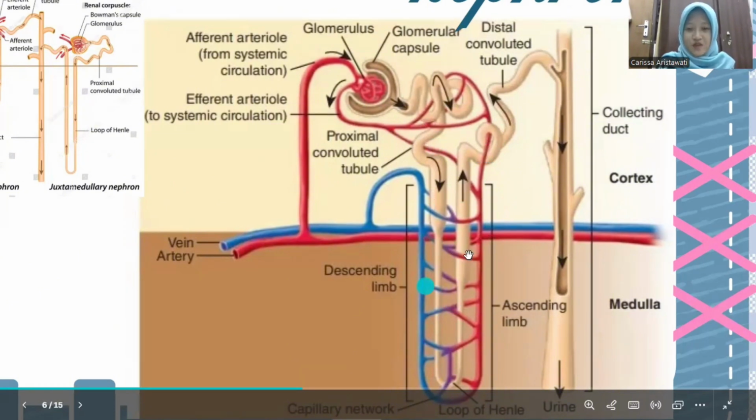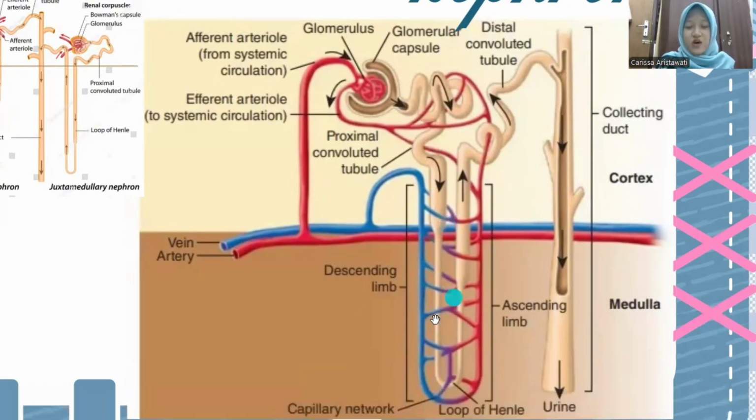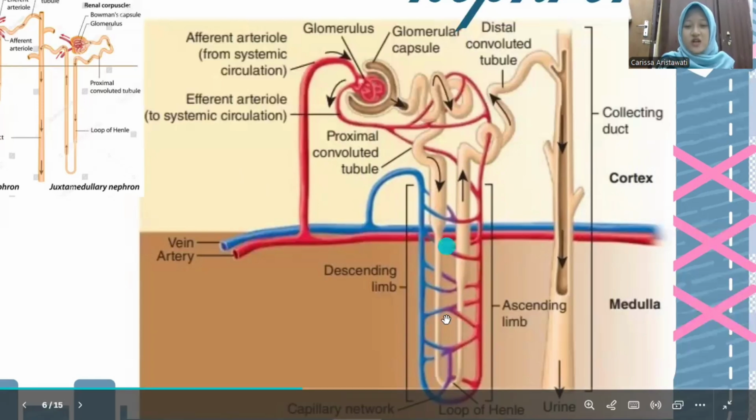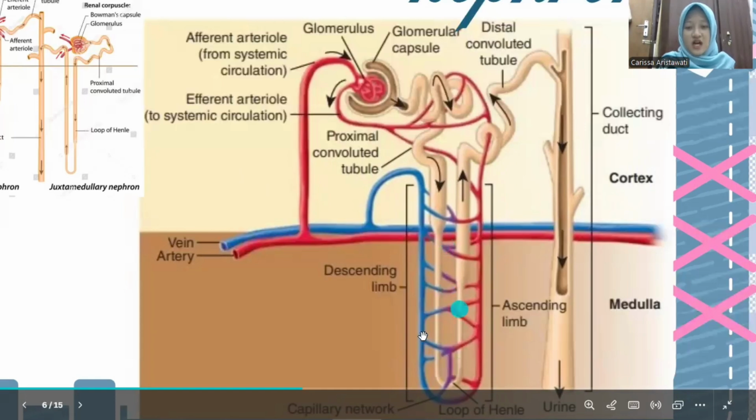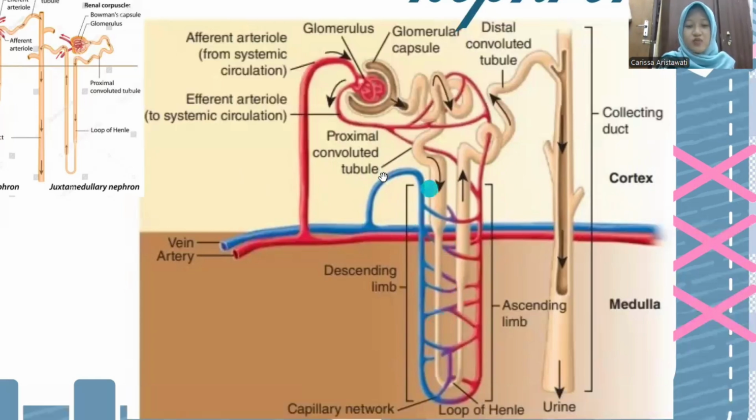So after water is absorbed into this loop of Henle, the molecules that are still important for our body will be absorbed back into this blood vessel, or vasa recta, and will move upwards to this, which is called the renal branch, and from the renal branch will move into this blood vessel and travel back into the body.